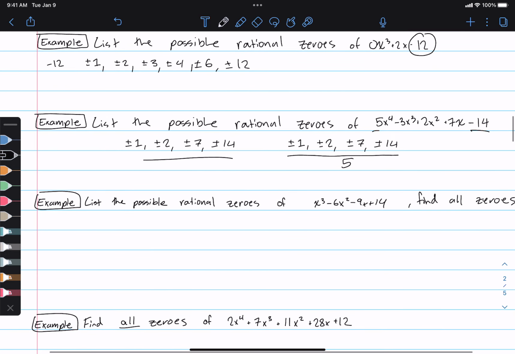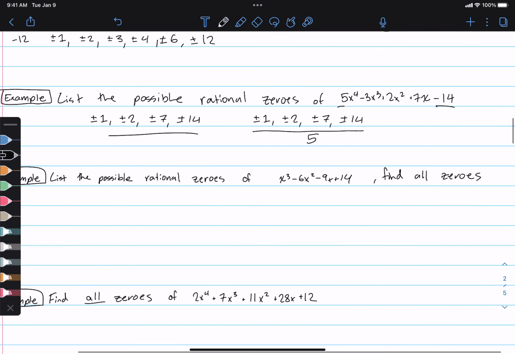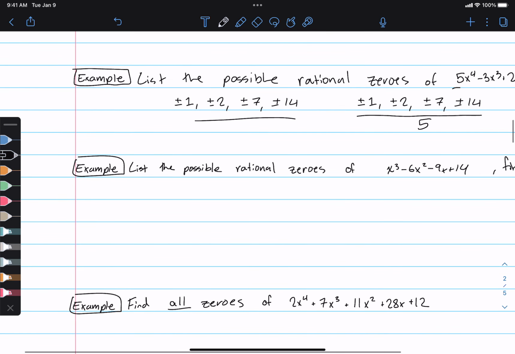So another example. Let's list the possible rational zeros of x cubed minus 6x squared minus 9x plus 14, and then let's find all the zeros, okay? So first, I'm going to list the possible rational zeros. So we know that they're going to be plus or minus 1, plus or minus 2, plus or minus 7, or plus or minus 14, right? There's nothing else that they can be. Rational. So of course we could have irrational zeros maybe, but for this term, let's just check all of those zeros.